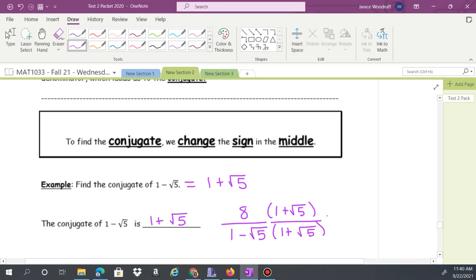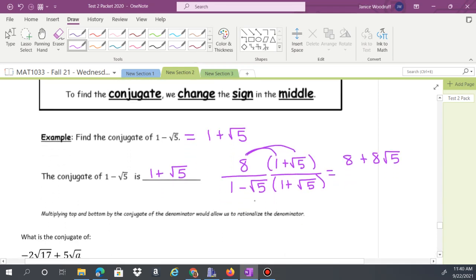Okay, what's going to end up happening here is you're going to distribute the 8. You're going to get 8 times 1 is 8 plus 8 root 5. Then let's take a look at what happens in the denominator. 1 times 1 is going to give us 1. 1 times root 5 is going to give us plus 1 square root of 5. Negative square root of 5 times 1 is going to give us negative 1 square root of 5. And negative root 5 times positive root 5 is going to be negative square root of 25, which is 5.